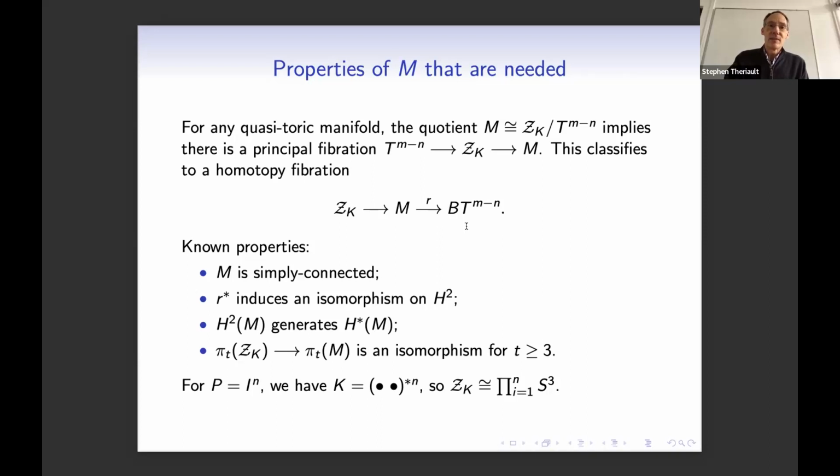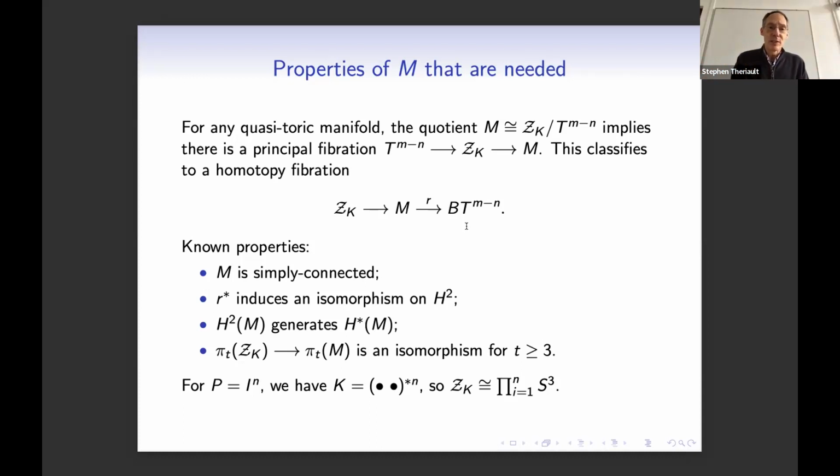And one more thing you can read off from this fibration is that because the torus is an Eilenberg-MacLane space, so is its classifying space, and that means that the higher homotopy groups of the quasi-toric manifold M are the same as the higher homotopy groups of the moment angle complex, whereby higher, I mean in any dimension greater than or equal to 3. So these are all generic properties that hold for any quasi-toric manifold. The cube doesn't really enter into it yet, but I'm just keeping track of what it's doing.